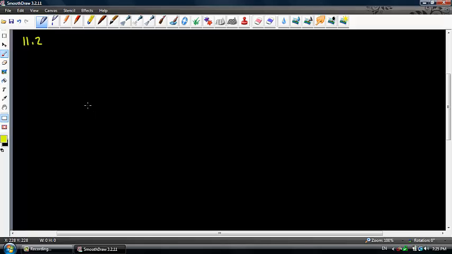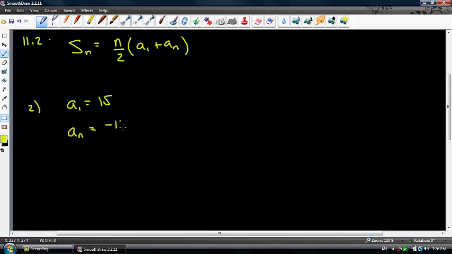11.2 is arithmetic series, so we are now doing the sum of the sequence. So now let's go ahead and bring out our arithmetic series formula: s sub n equals n divided by 2 times a sub 1 plus a sub n. I'll give you guys an even one, even though I didn't assign it. Can't be doing all the homework, that would not be appropriate. A sub n equals -12, and n equals 30. Now they're asking us to find the whole sum.